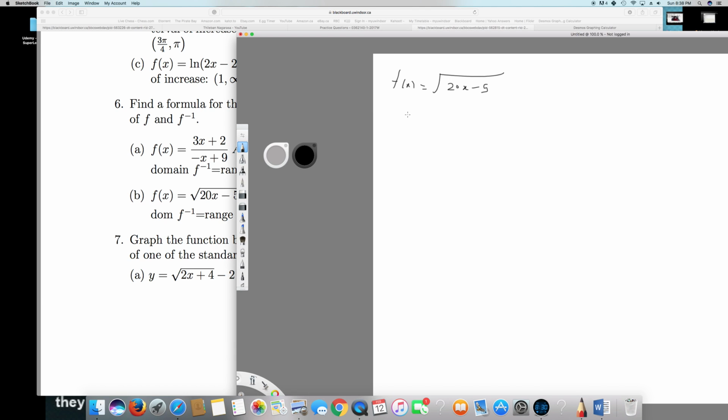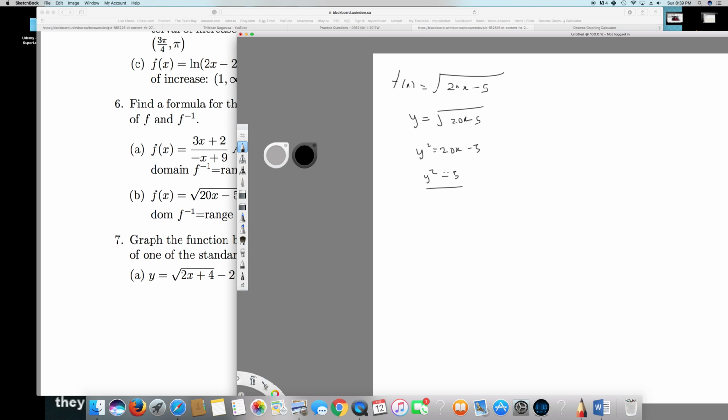So for f inverse of x, the same approach. Instead of f of x, I'm going to put y. So y is equal to the square root of 20x minus 5. To get rid of the square root, I've got to square both sides. So it's going to be y squared is equal to 20x minus 5. So I have to solve in terms of x. It's going to be y squared plus 5 over 20.